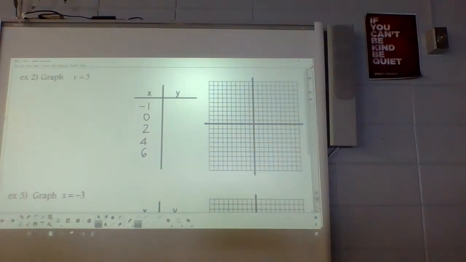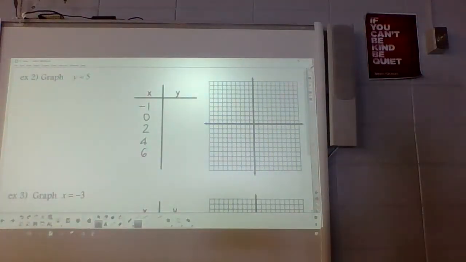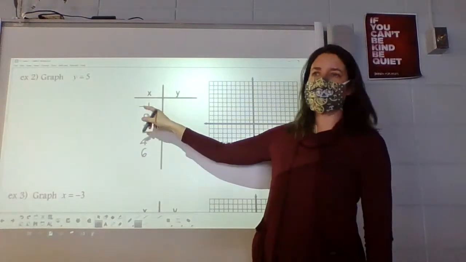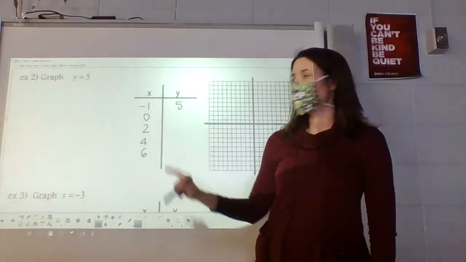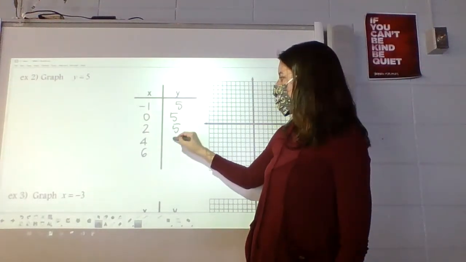So kind of like you keep asking your mom different questions, trying to get her to let you do something. Can I go to so-and-so's house now? Can I go here? No. You just keep getting no, regardless of how you change. Our answer is always 5. So if x is negative 1, y is 5. If x is 0, y is 5. So it's always 5.